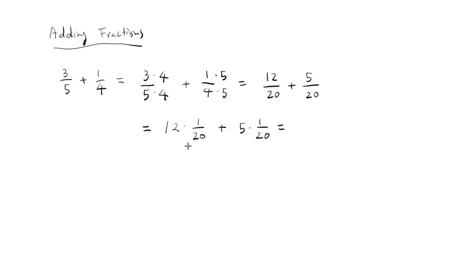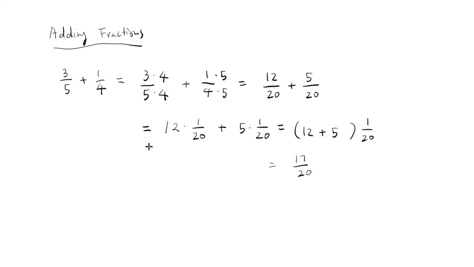Now we see that 1 over 20, 1 over 20, these are common factors of the two terms, and therefore you can factor the 1 over 20 out using the distributive property. That's the fancy name for this factoring thing. It's just factoring. Okay, and then you have 12 plus 5, that's 17. So you get 17 over 20.